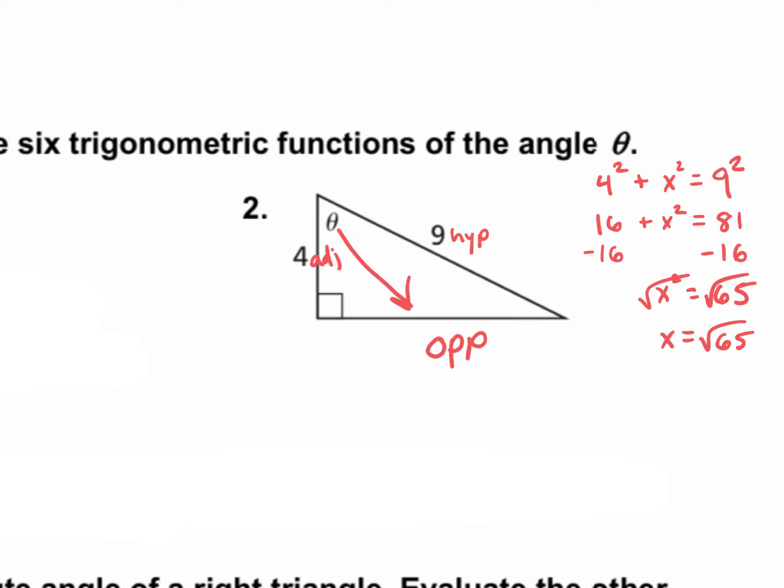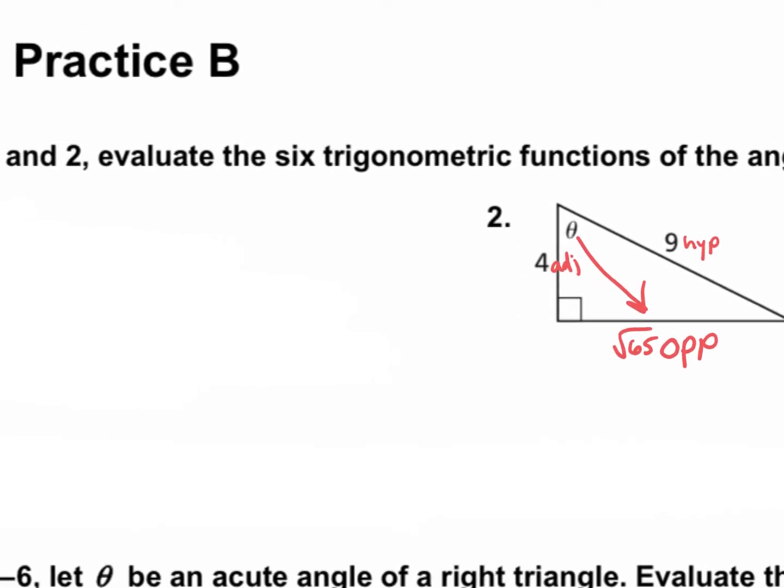Can we simplify the square root of 65? Nope. You can always check, what are your factors of 65? We have 5 and 13. Can't break down 5 anymore, can't break down 13 anymore. So we don't have any pairs, so we can't simplify 65. So our opposite side length is the square root of 65. Not super pretty, but we can deal with it.